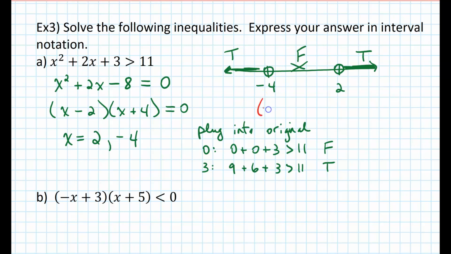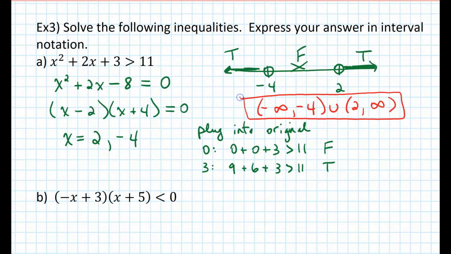And so therefore, what is our interval? Negative infinity, -4, soft bracket, union, 2 to infinity. There we go. See, pretty straightforward, yes? Because you guys have already done this.